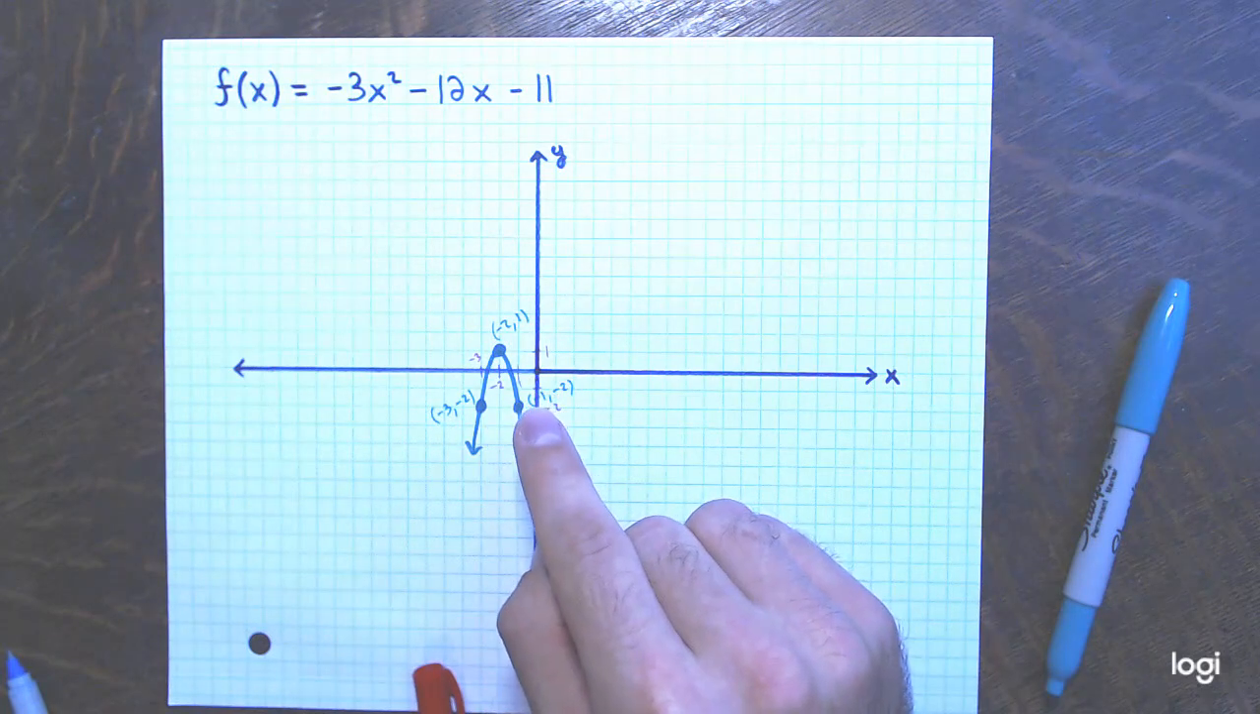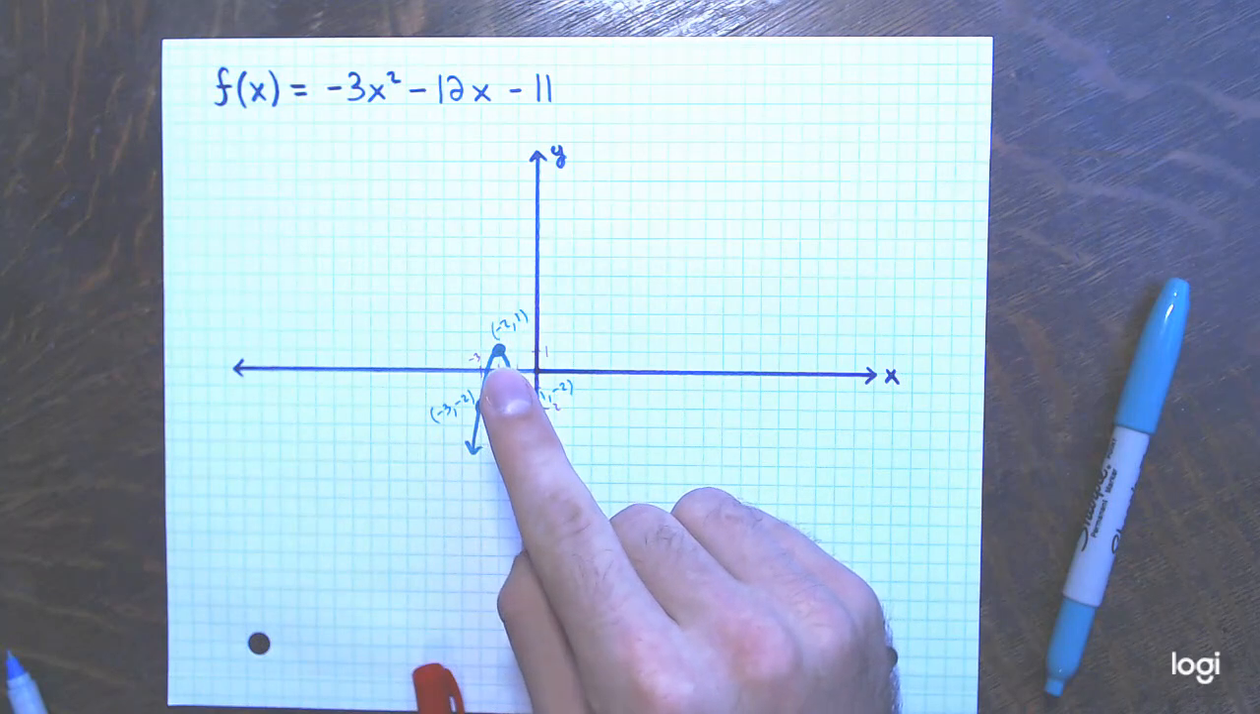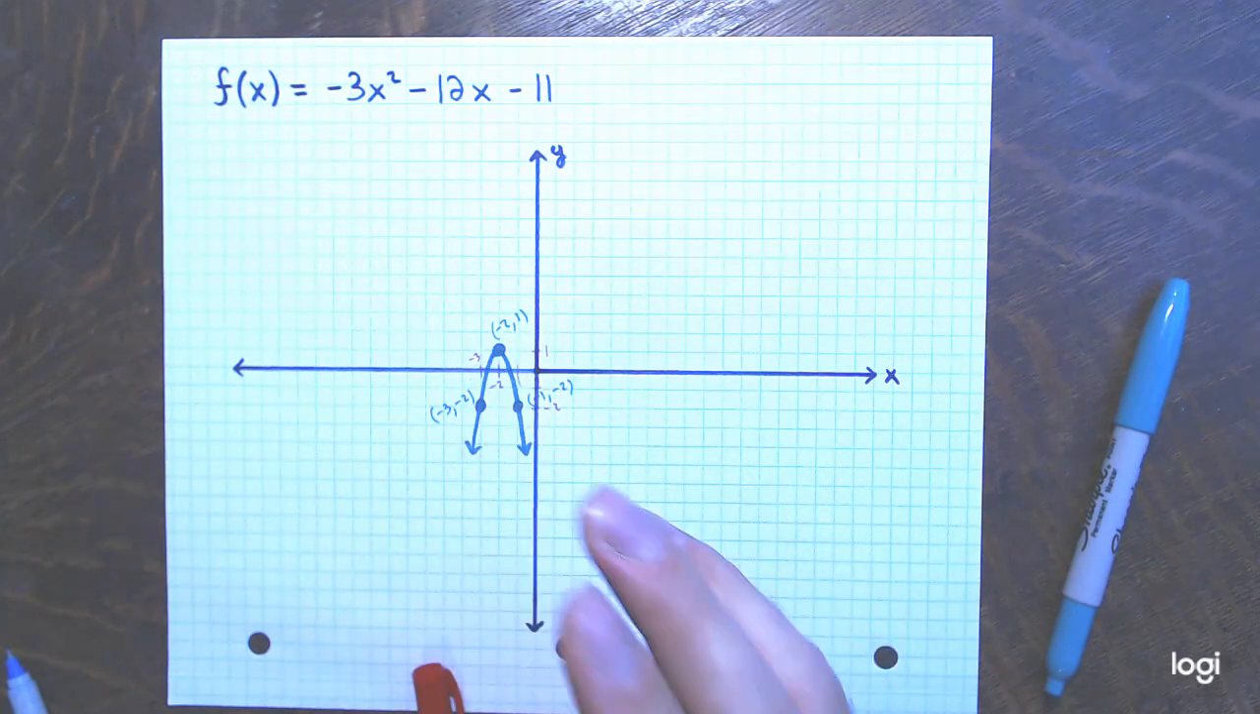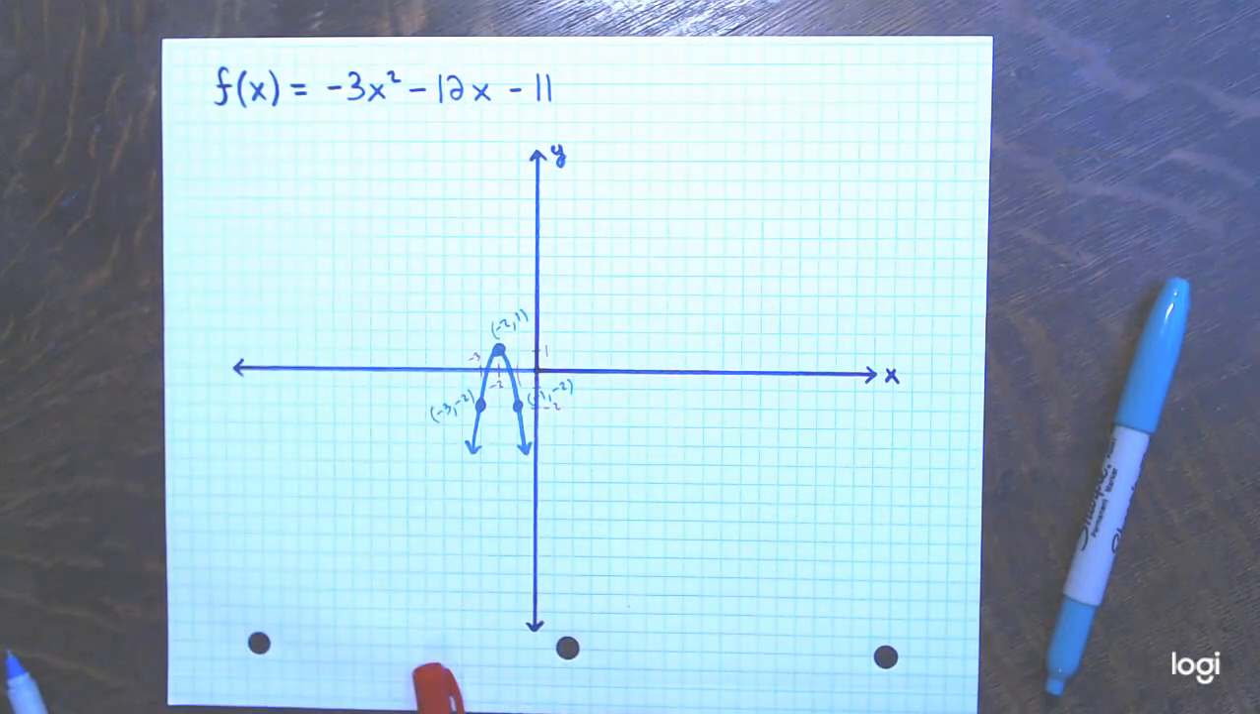And you can check that for negative 1. When the input's negative 1, is the output negative 2? It should be. When the input's negative 2, is the output 1? It should be, right? All the points that I plotted here should satisfy this equation. Right? Should make that a true statement.